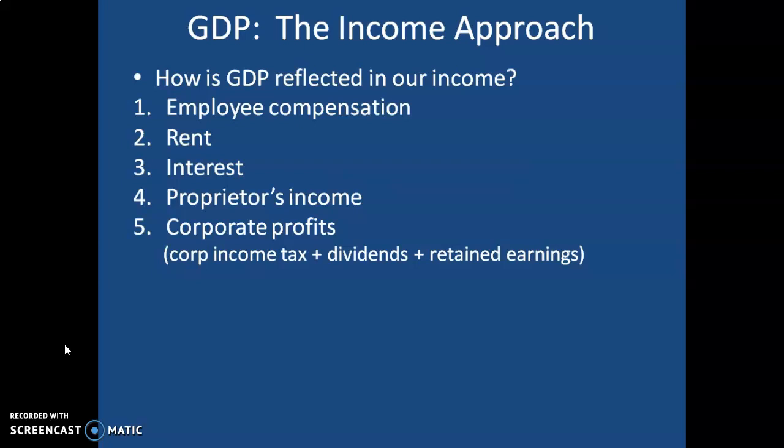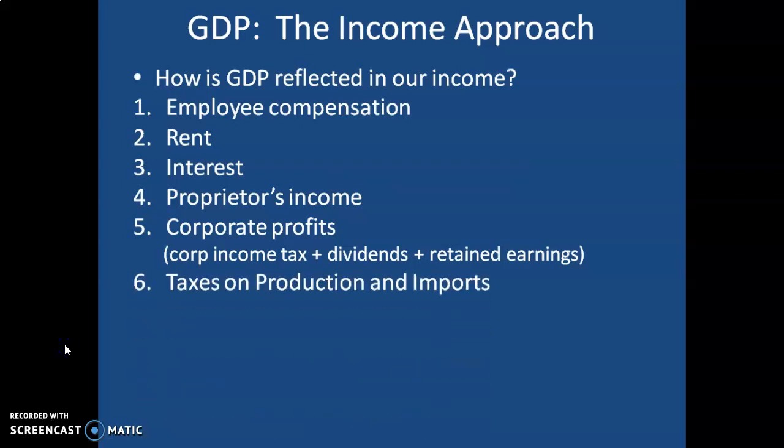And also retained earnings. Retained earnings are the remainder of the profits that the company has after they've paid their corporate income tax and paid out dividends to shareholders. The rest is retained earnings. Those retained earnings, by the way, are generally fairly comparable to the investment part of the expenditure approach of GDP.